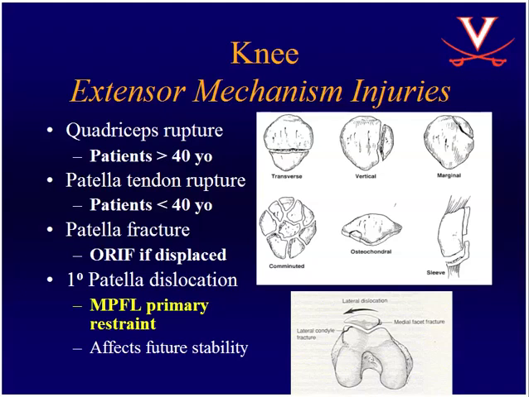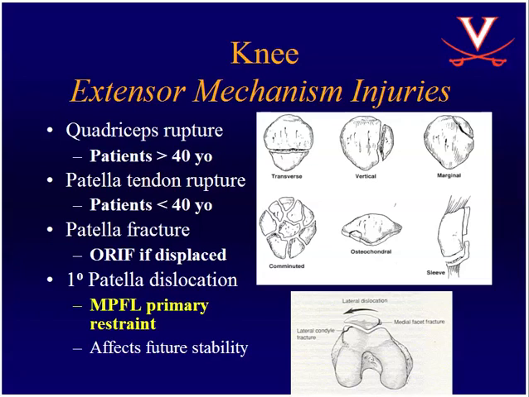Extensor mechanism injuries can occur. We've already heard this. If you're over 40, you get a quadriceps tendon rupture. If you're under 40, you get a patella tendon rupture. It is amazing how true those numbers really turn out to be. I do a fair number of both of these, and it's very true how the patella tendon rupture occurs in the younger patient.